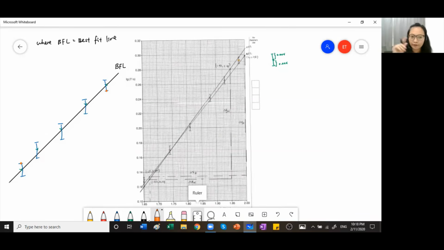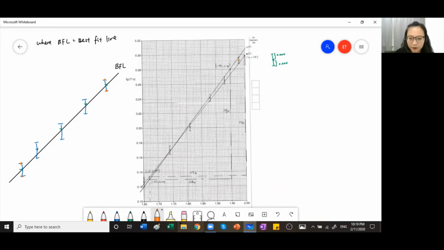If you start from the tip of the last error bar, you have to end at the tail of the first error bar. Either way, make sure that the worst fit line you are about to draw must be crossing all the error bars in between.